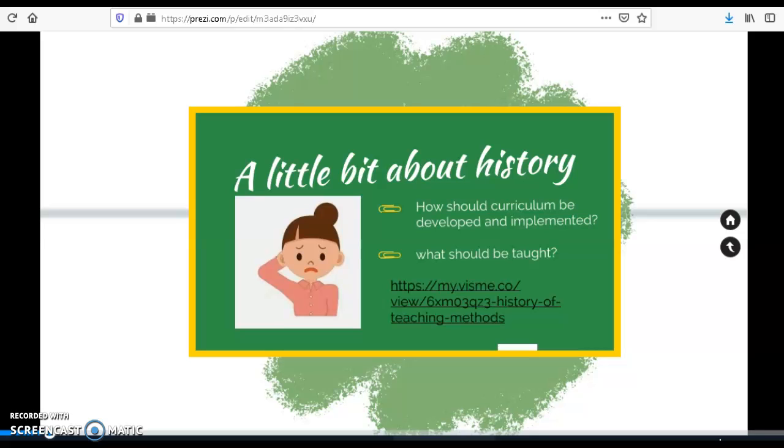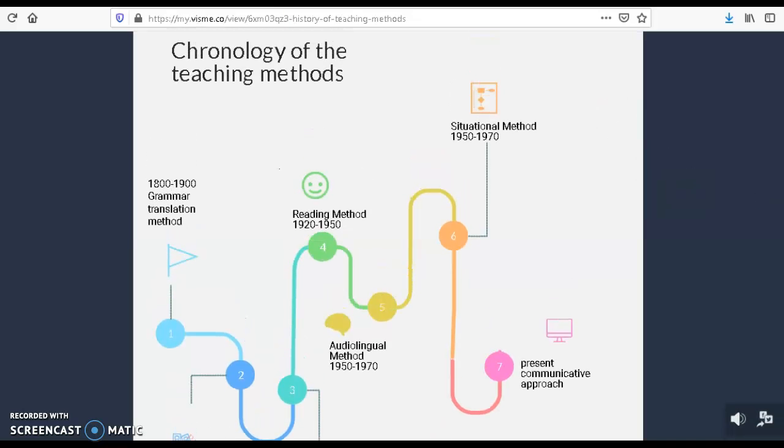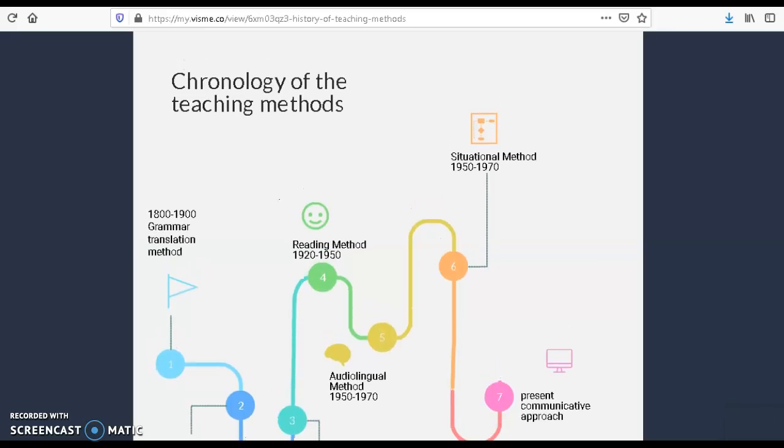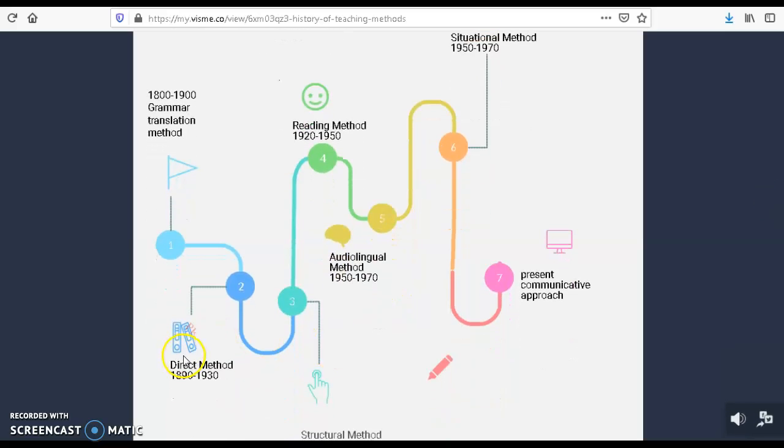What should be taught? It is necessary to get to know a little bit about history. Those are the methods that teachers have implemented through history. The grammar translation method, the direct method, the audiolingual method, the reading method, the situational method, and the present communicative approach after the 1970s.